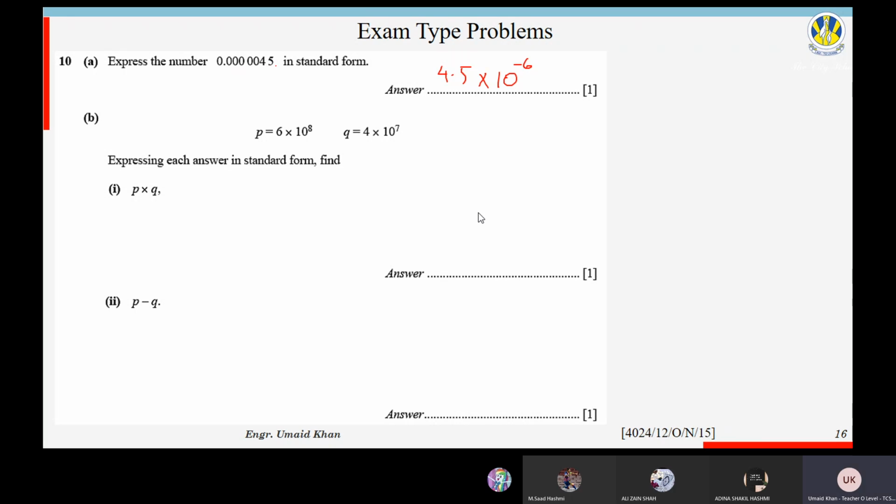Okay, what about others? Saad Hashmi, are you listening? Yesterday you had problems in understanding the standard form. Is it clear now? Yes, I'm clear now. See, we have moved the decimal to the right. That is why the power of 10 will decrease and it will be negative. So just count the number of digits that the decimal has moved and that will be the power of 10. Okay, clear? Yes, sir.